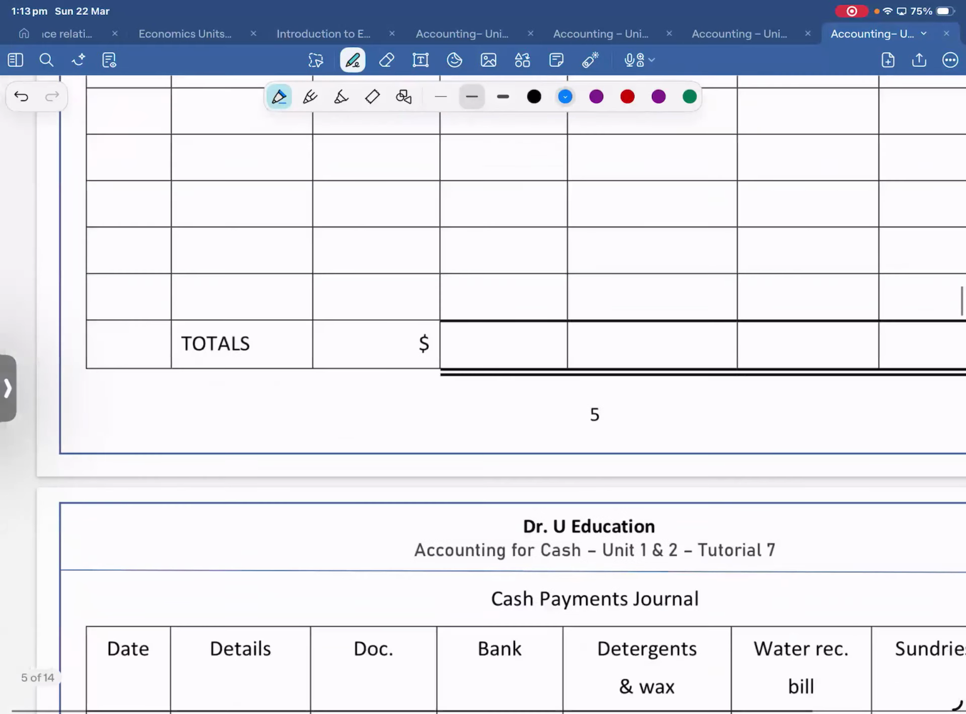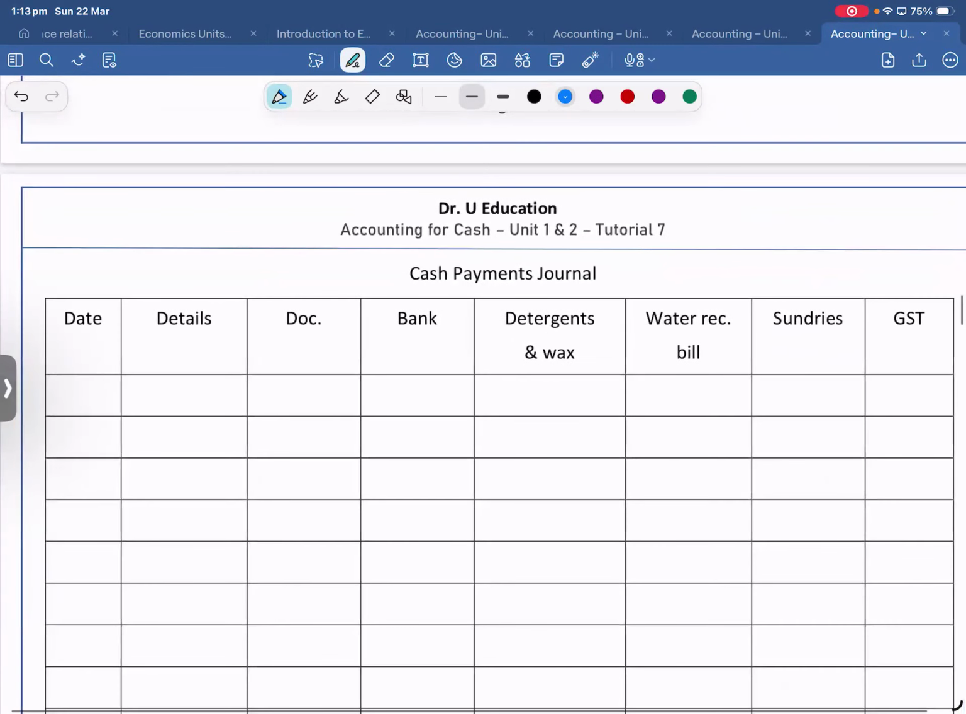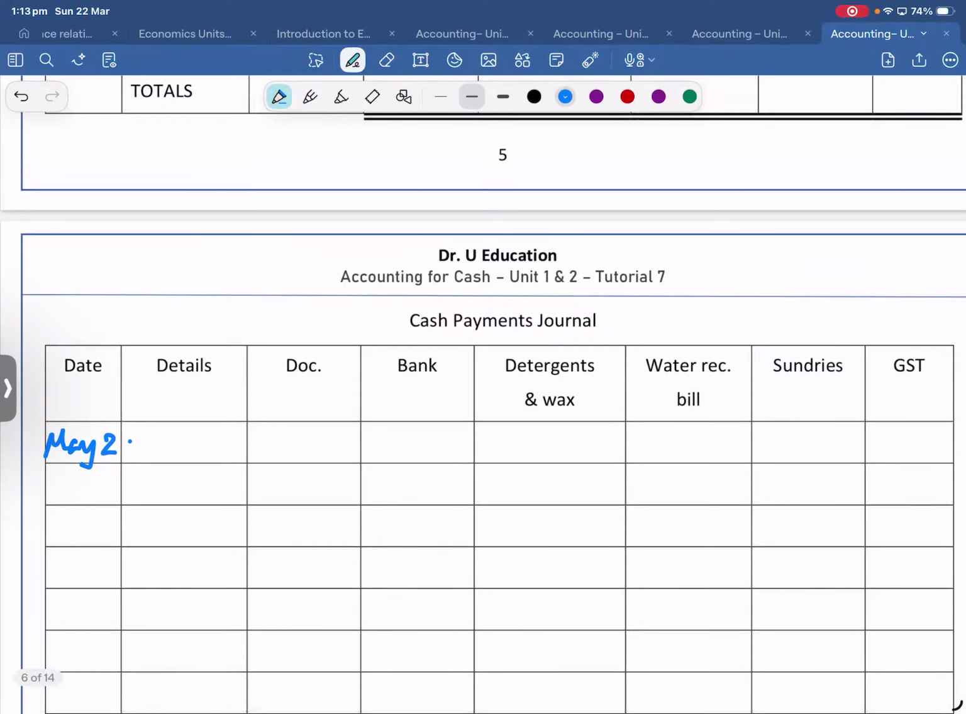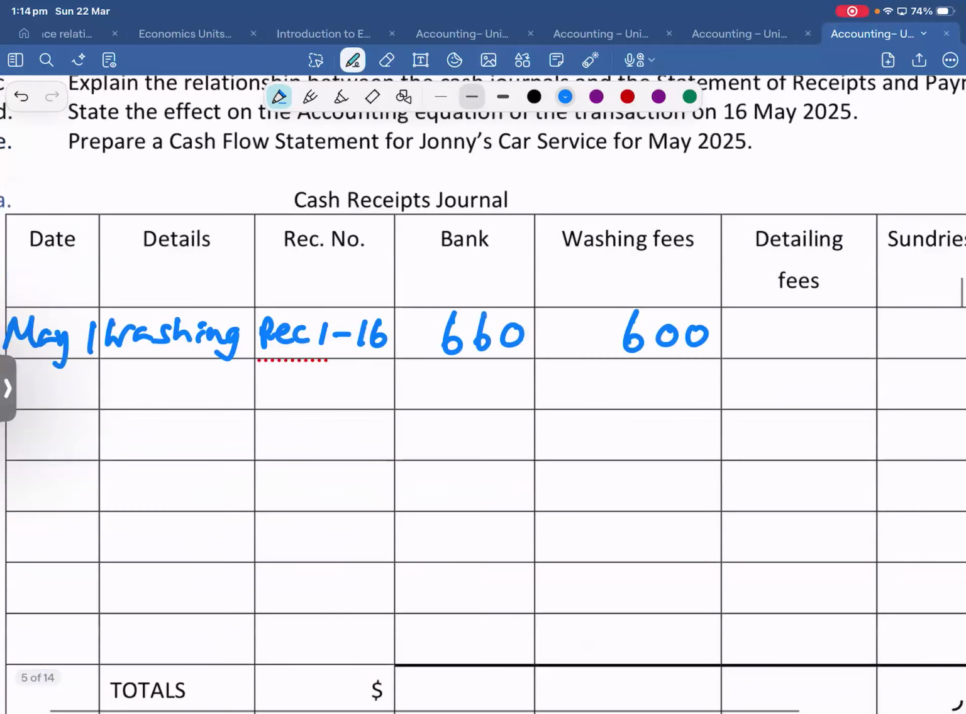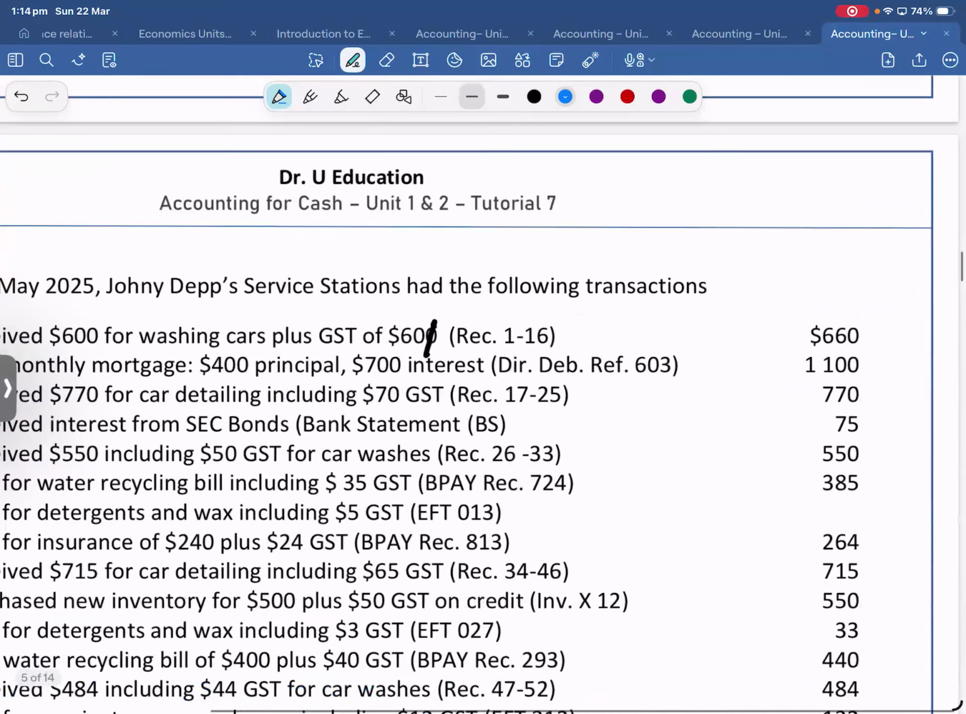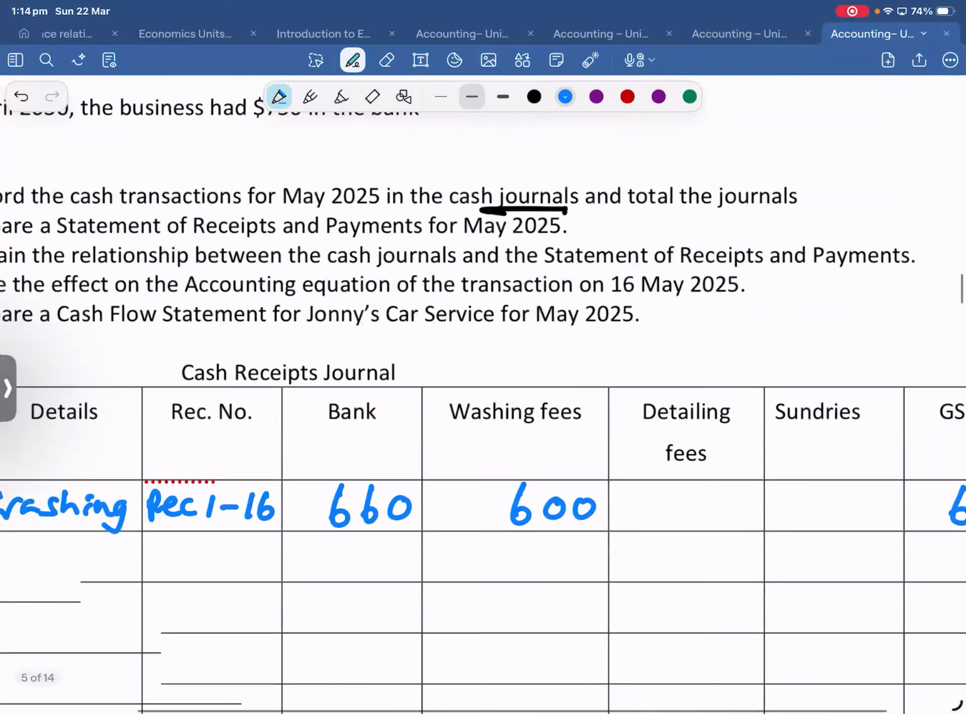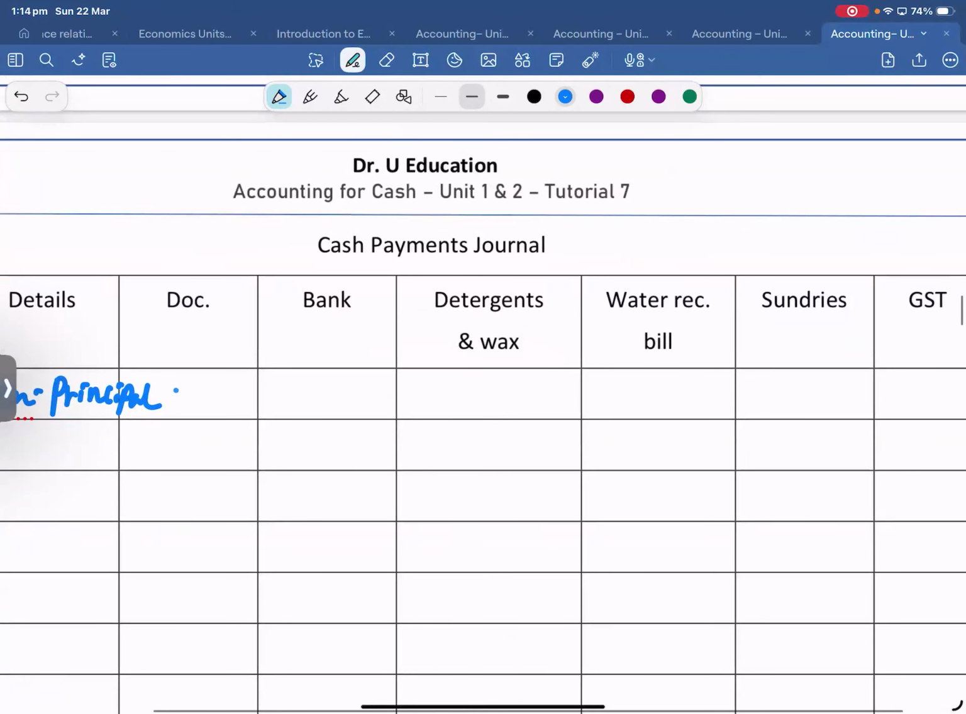So we'll say May 2nd, right? Details: principal, sorry, we'll say loan principal. Principal as in school principal, we are writing PAL. And then what's our source document reference? Direct debit of 603. I'll write in a different color. Direct debit 603.